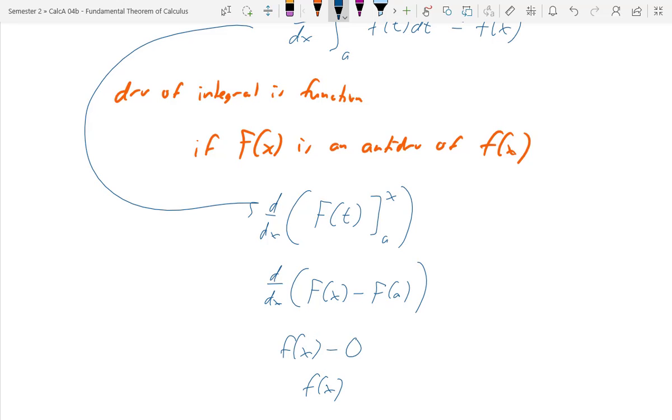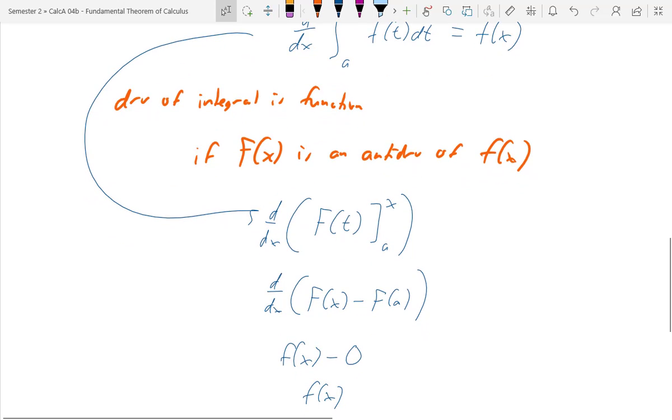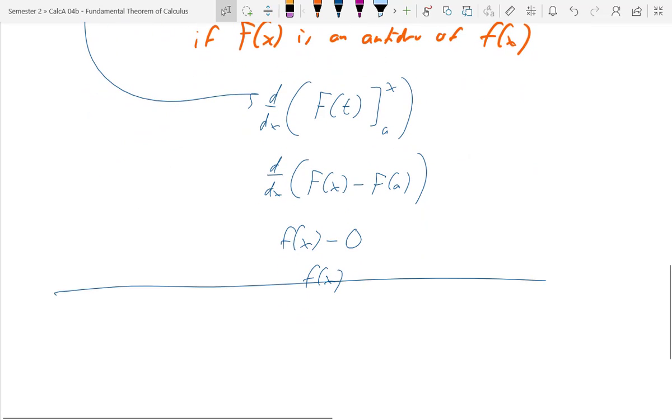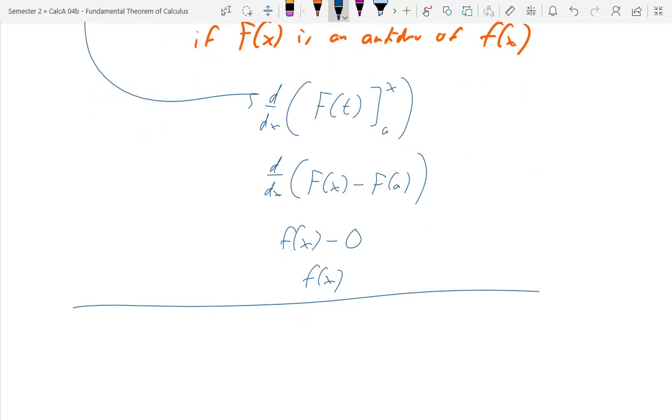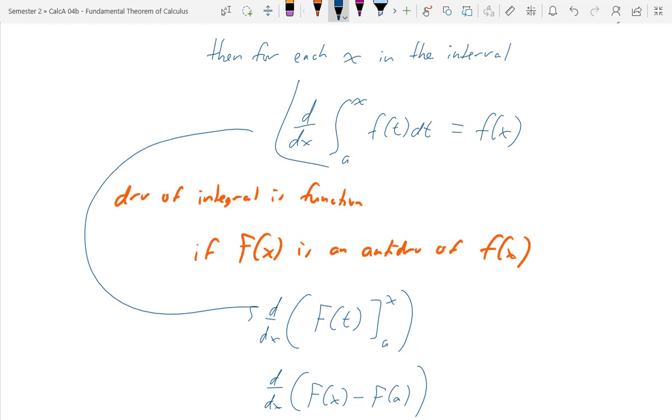One of the weirdest consequences of this is that your lower limit does not need to be 0. It can just be any constant. This is one that will trouble you for a little bit as you start to see how this kind of works. Yeah, the lower limit by this theorem can just be any constant. It doesn't need to be 0.